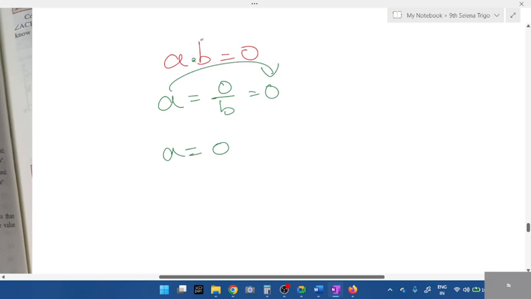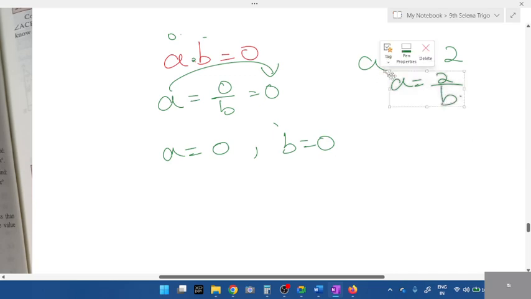If A is equal to 0, what is B value? What will be B value, students? 0 into 0 is 0. B is also equal to 0. This is the meaning. A is equal to 0, B is equal to 0. You have to compare. If I write A and B is equal to 2, tell me the value. If I want to find A, 2 divided by B. This one, 2 divided by B.